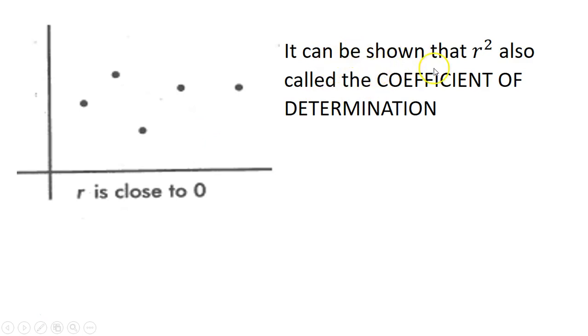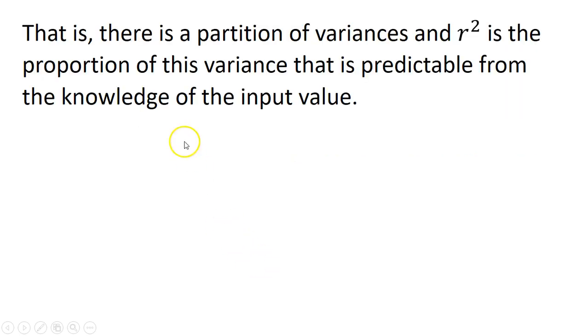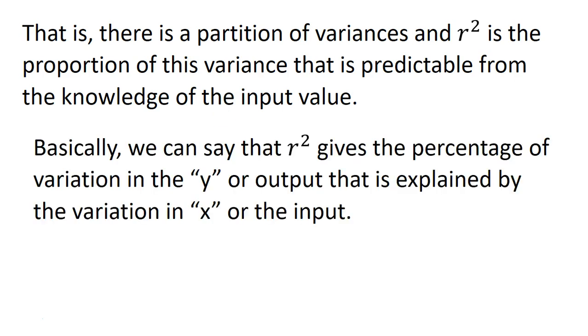It can be shown that R squared, if you take that slope that we're talking about, whether it's positive or negative, and square it, is also called the coefficient of determination. R squared is the ratio of the variance of the predicted values to the variance of the observed values. That is, there is a partition of variances, and R squared is the proportion of this variance that is predictable from the knowledge of the input value. Lots of words there, and we're getting to some more examples as we go through here. I'm just trying to piece together the background of all of this.